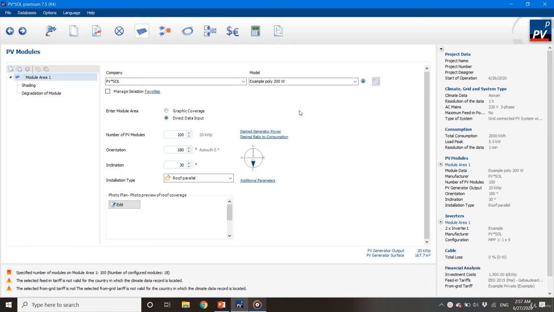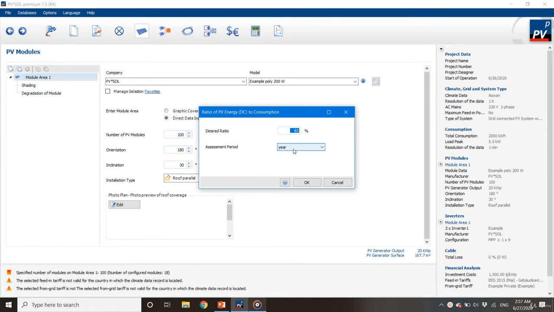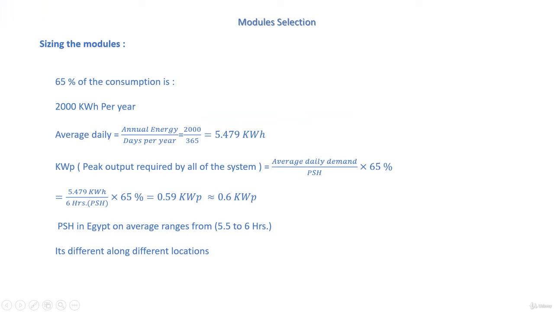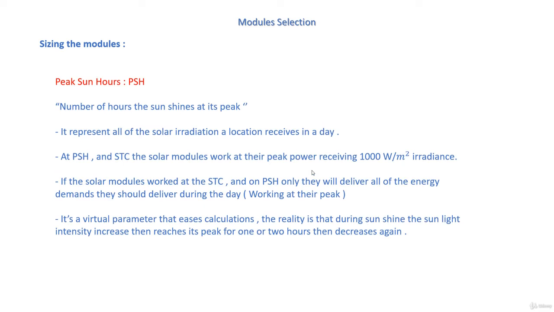Another method is defining how much of the consumption will be covered by the modules, and it's a percentage of yearly consumption or certain months, maybe the lowest months in terms of energy. How could the kilowatt peak be calculated according to the kilowatt hour you entered in the consumption? We enter 2000 kilowatt hour, then the average daily consumption is 2000 over 365 equals 5.479 kilowatt hour per day on average, then divided by the peak sun hours.